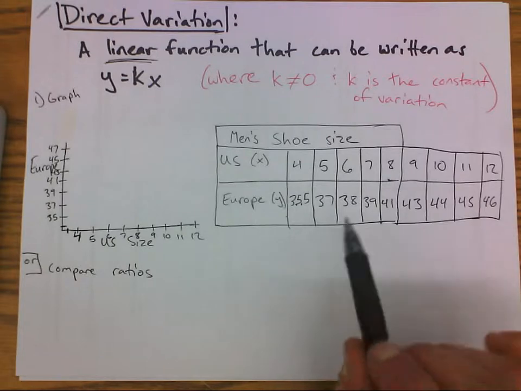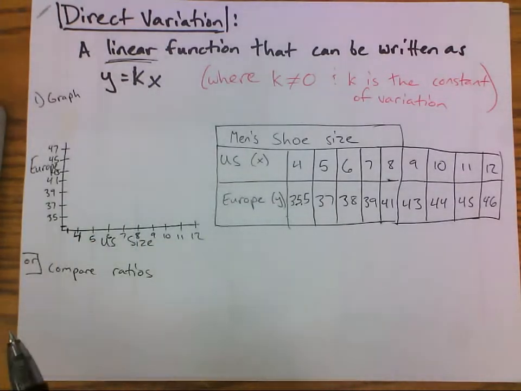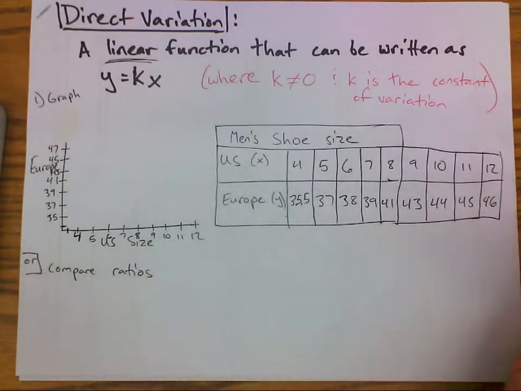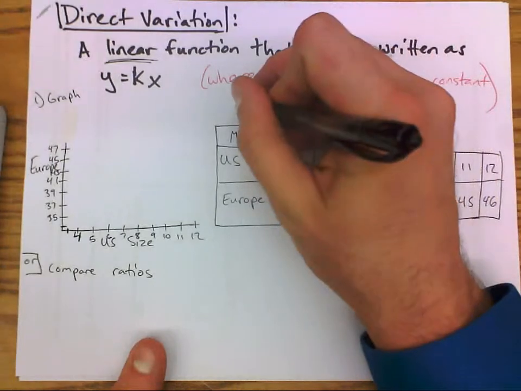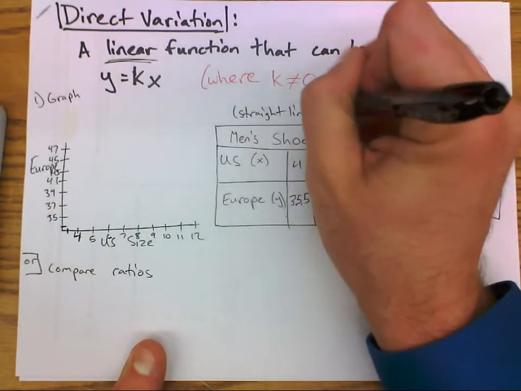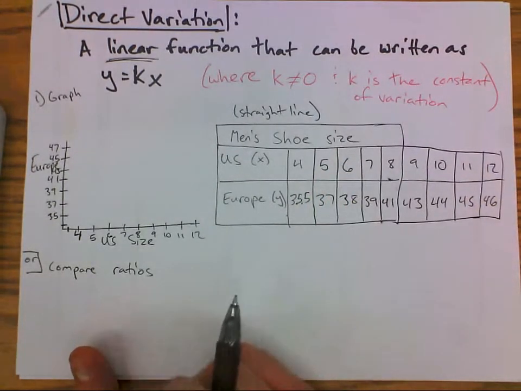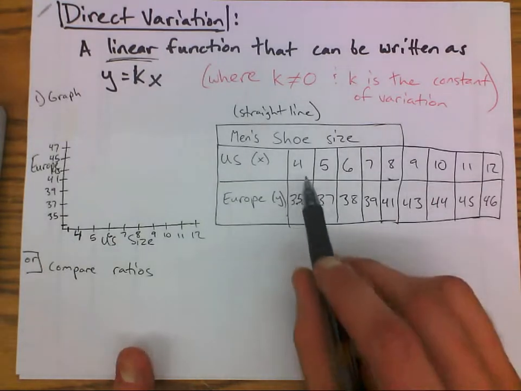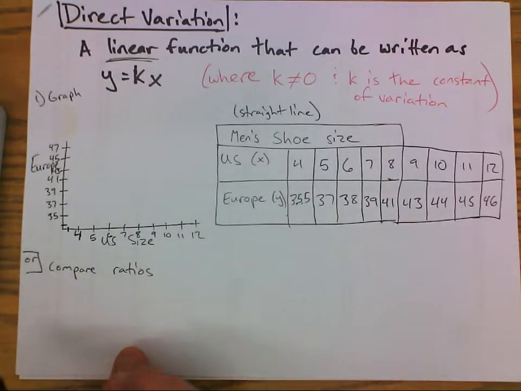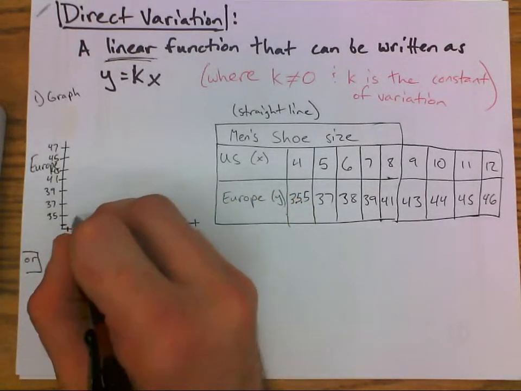I want to know whether this data set shows direct variation. Is this a linear function, a straight line? So let's plot some points. And again, there's two ways to figure out if there's direct variation here. 4 is my x, 35.5.